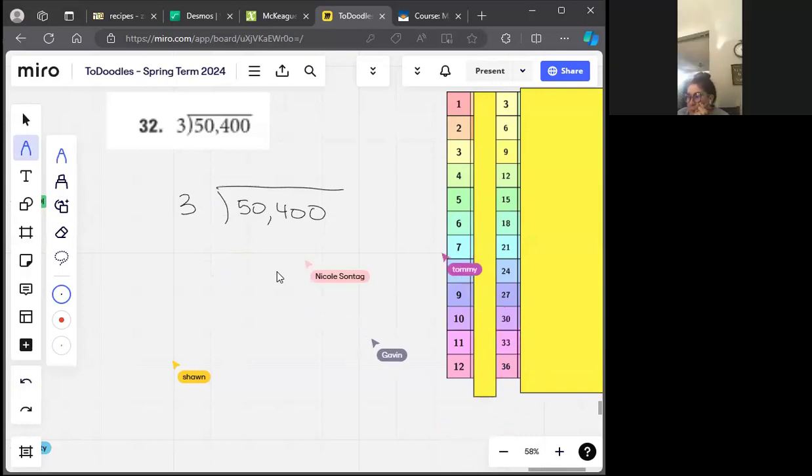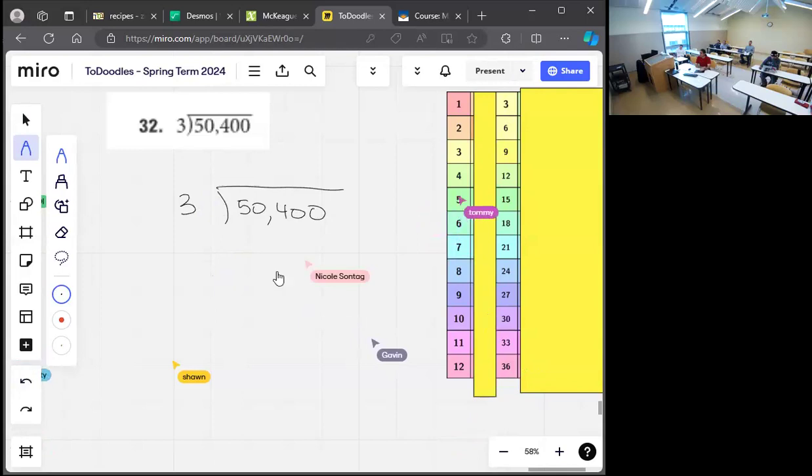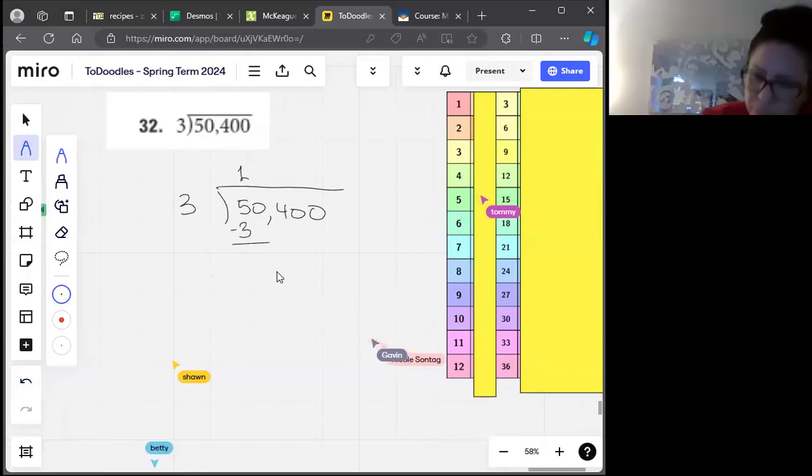The number in my 3's column that is as close as we can get to 5 without going over is 3. Just the 3 itself, right? Because 6 is too much. So 3 times 1 is 3. And then we're down to 2 left over.